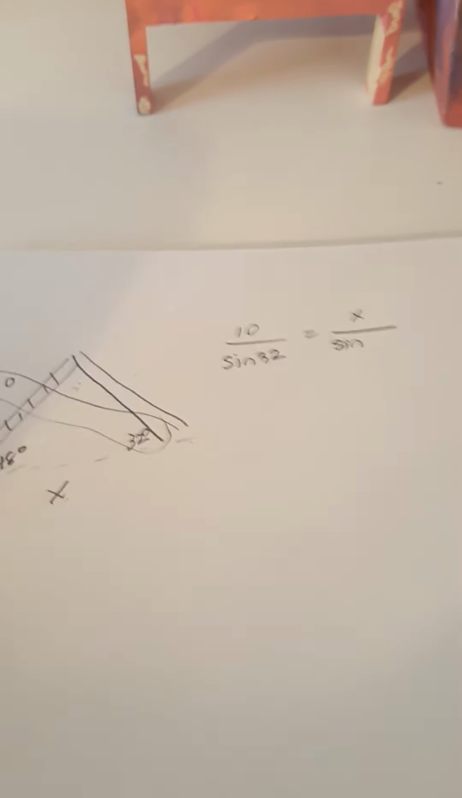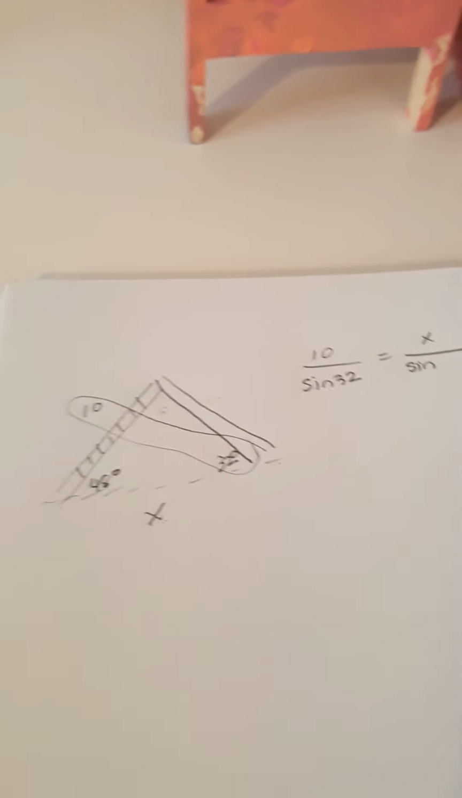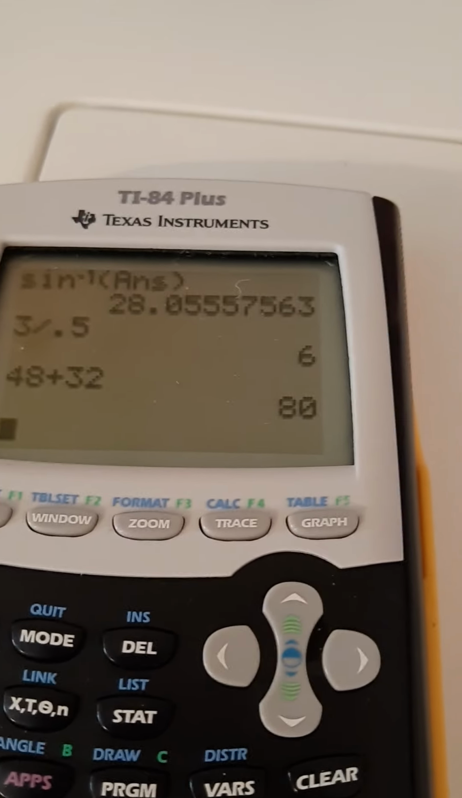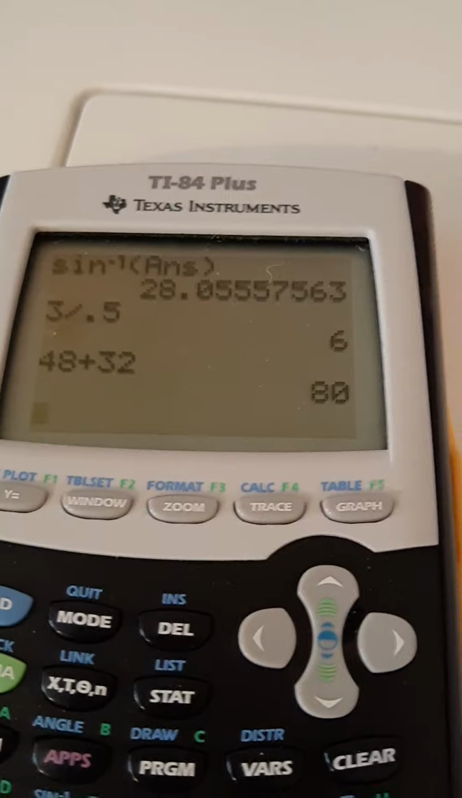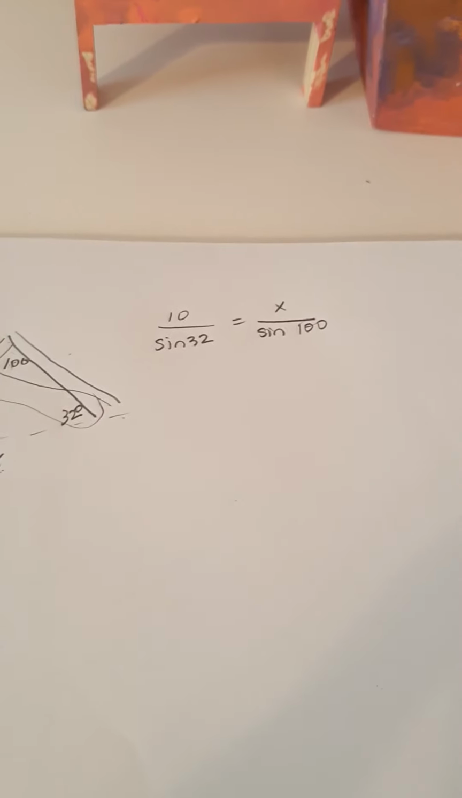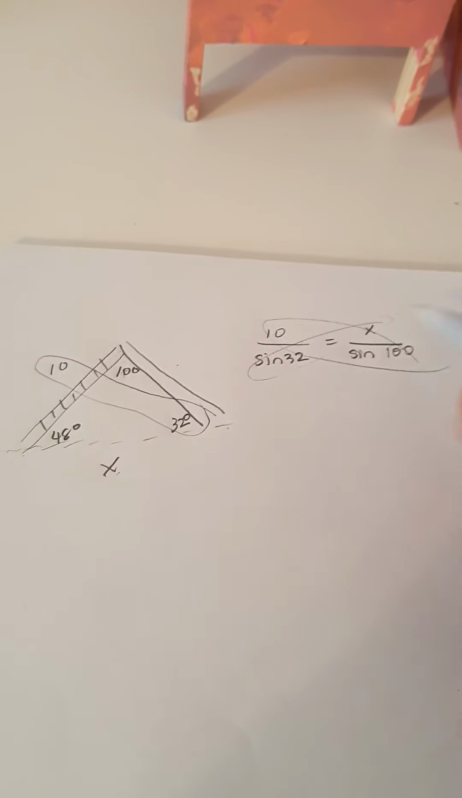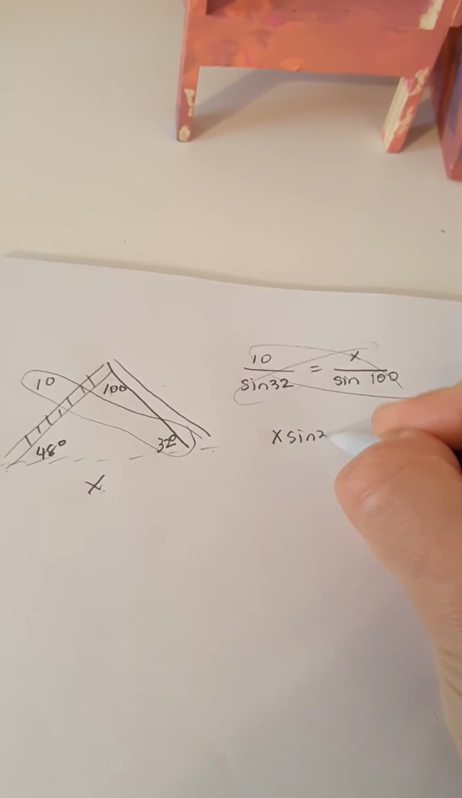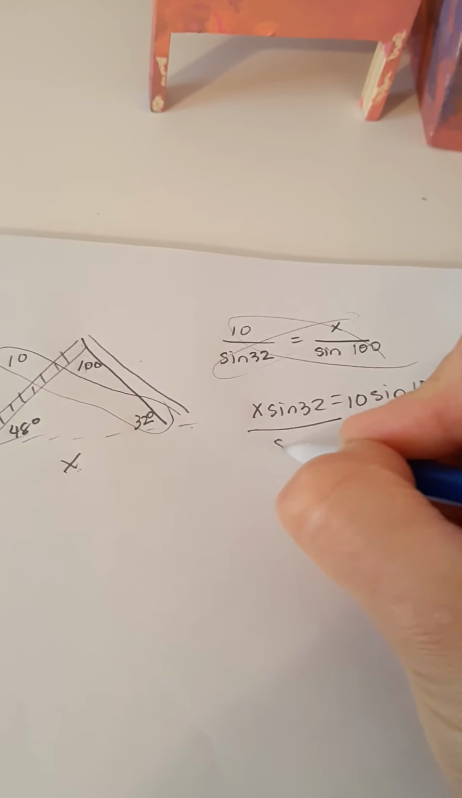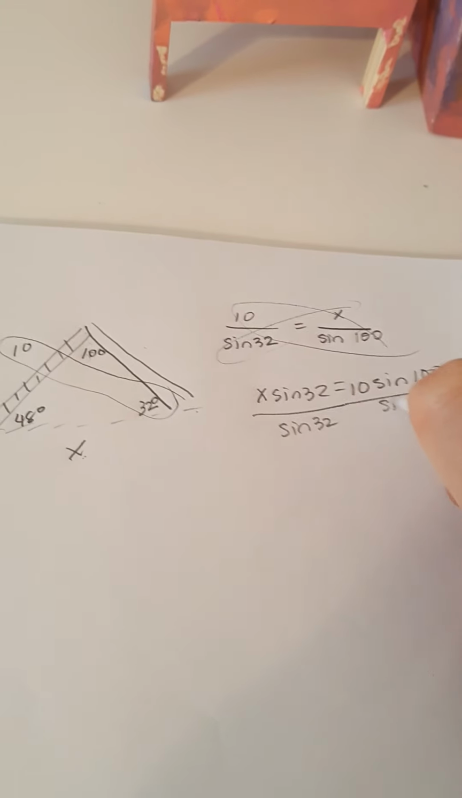So the 3 angles of a triangle have to add up to 180. So we're just going to add the 48 and 32, and that will give me 80. And then we know that it's supposed to add up to 180, so that has to be 100. So then I'm going to fill in sine of 100. Okie dokie. Cross multiply it out. So it's x times the sine of 32 equals 10 times the sine of 100. You want to solve for x, so you divide by the sine of 32.